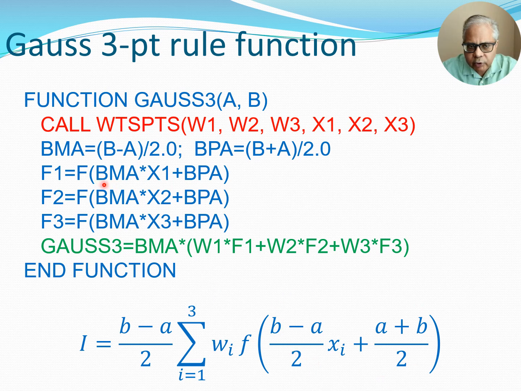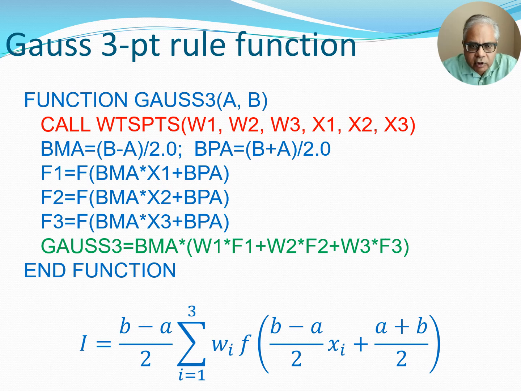And then I calculate this value inside the function here. So this value is going to be bma into x1 plus bpa. And then there are going to be 2 more values. All these are going to correspond to the 3 different terms in the summation. So f1 is the first term when i is 1, f2 is the second term when i is 2, and f3 is the third term when i is 3. And then I calculate the value of Gauss3 as this bma, which is b minus a by 2, into w1 f1 plus w2 f2 plus w3 f3, which is essentially the summation here.